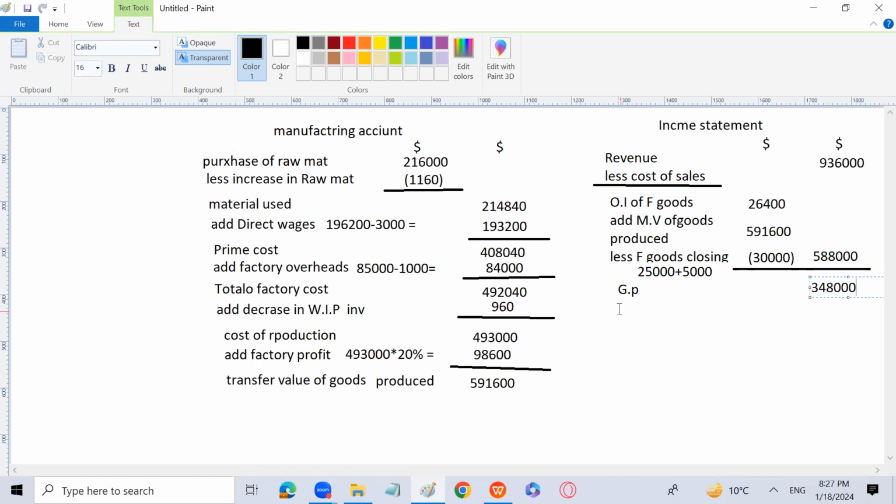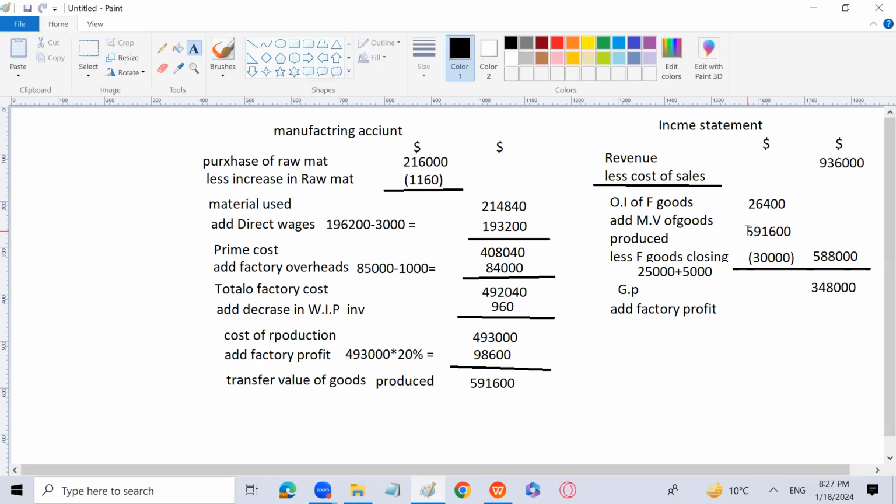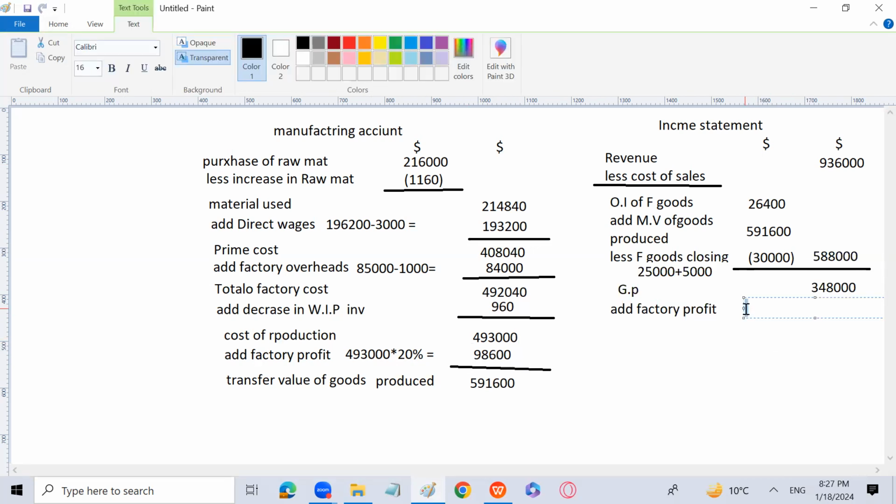We will get gross profit 348,000. Now, before I complete my income statement, I will go for the factory profit working. So I will add factory profit over here, which is the amount added in market value of goods produced over here, and it is written in the manufacturing account, 98,600.